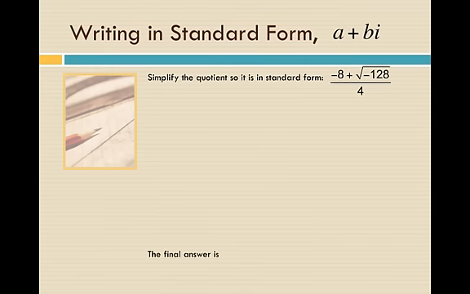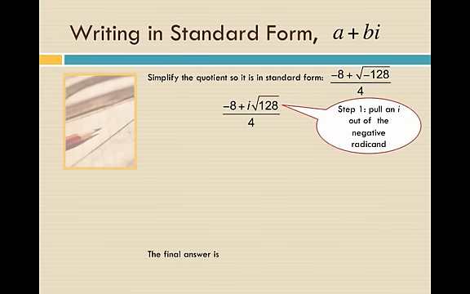All right, let's try writing in standard form. All right, keep in mind standard form is a real part plus an imaginary part. And as you can see here, I've got a whole lot of stuff going on. All right, but just as it's always been, my first step is going to be to pull the i out of a negative radicand. All right, and so I have my i now on the numerator, and I ask myself, hey, can I simplify the square root of 128? And the answer is yes.